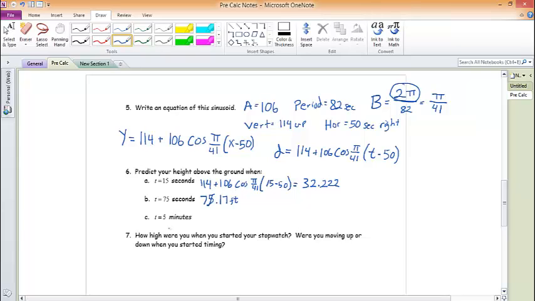Then you're going to hit the trace button, and you're just going to type in, oh wait, real fast. This was 5 minutes. My x-axis is in seconds, so I got to do 5 times 60, which is equal to 300 seconds. I'm going to type in 300, and it's going to tell me that my y value, or my distance from the ground, is 215.060 feet. That's in feet. Okay, last question. Not last question, I'm sorry. Number 7. What looks to be the last question.